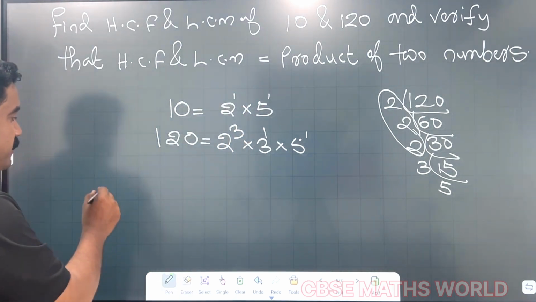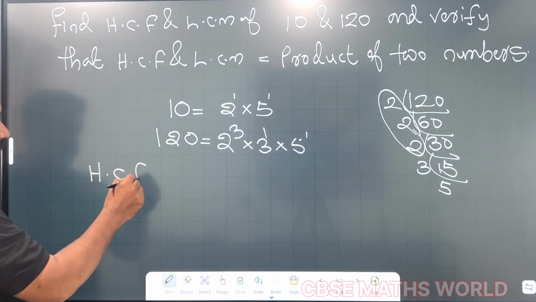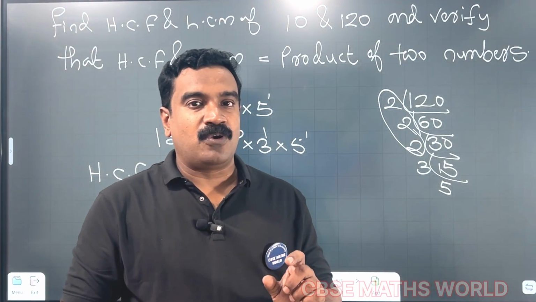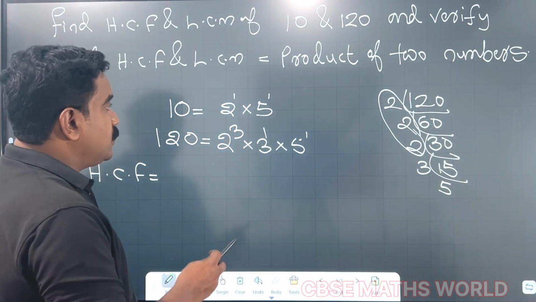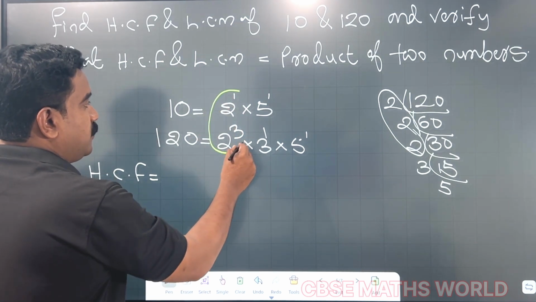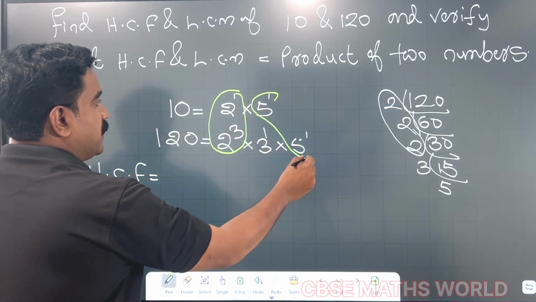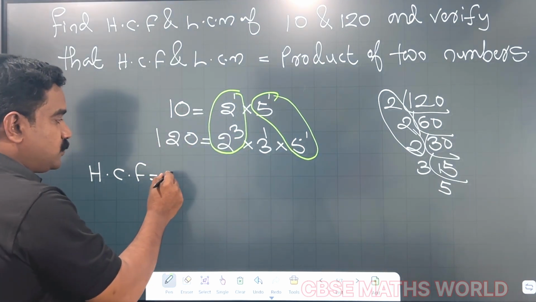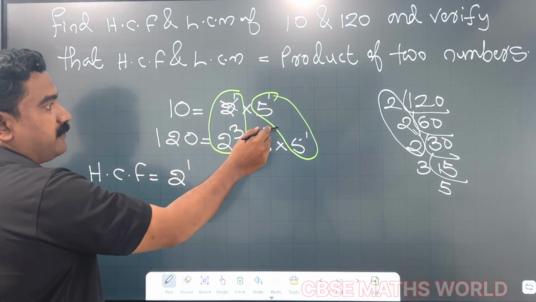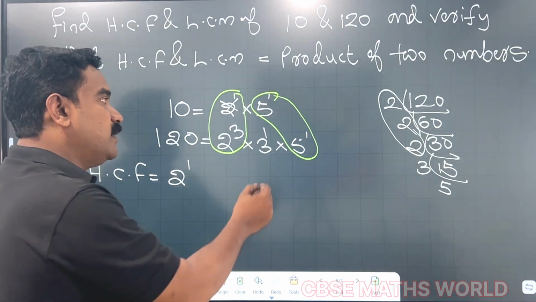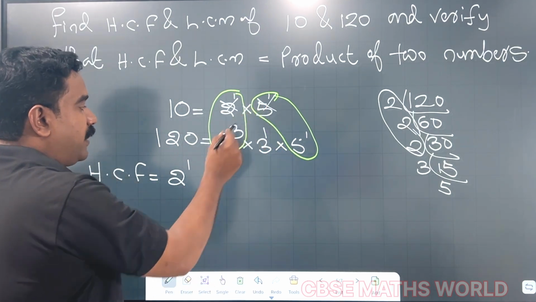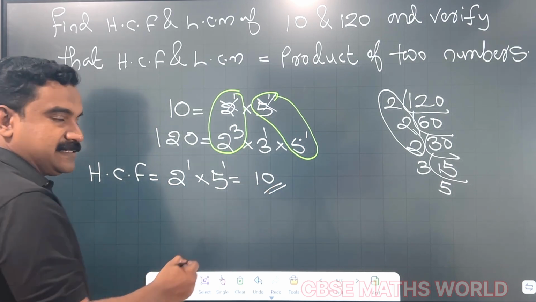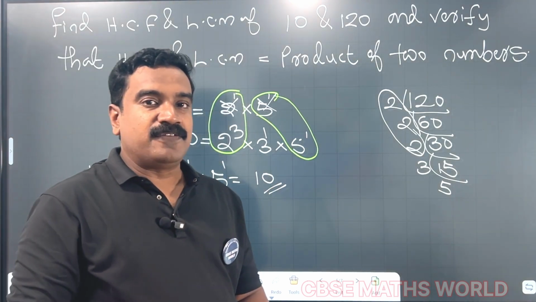So for the HCF, we take the prime numbers that are common and consider the lowest power. So 2 is common here and here, and 5 also. Where is the lower power? Lower power is 2 raised to 1. So 2 raised to 1, and 5 raised to 1, the same value in both. So 2 into 5, that is 10, is the HCF. HCF is equal to 10.